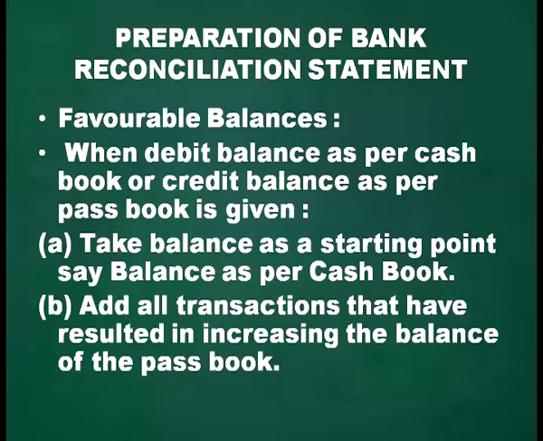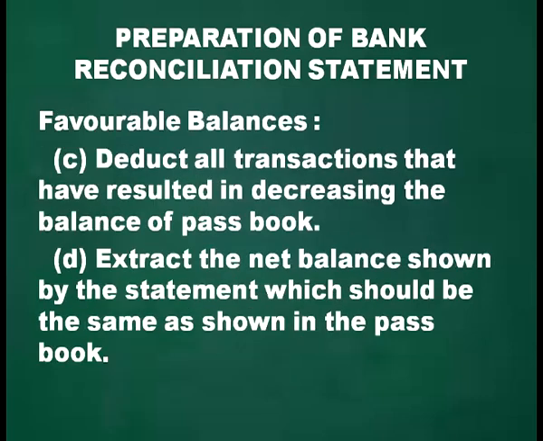So, starting with the preparation of the bank reconciliation statement, when the favorable balance is given, that is, when debit balance as per cash book or credit balance as per passbook is given, take that balance as a starting point, like balance as per cash book. Add all transactions that have resulted in increasing the balance of the passbook and deduct all transactions that have resulted in decreasing the balance of the passbook. Extract the net balance shown by this statement, which should be the same as shown in the passbook.